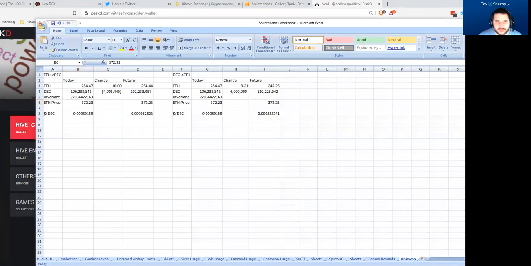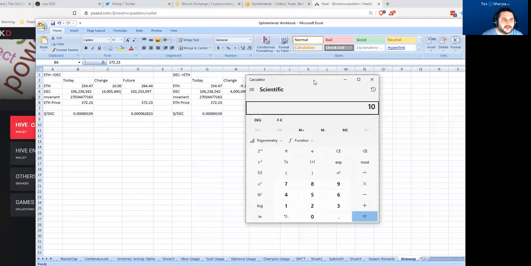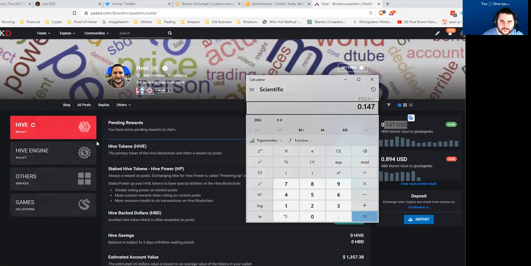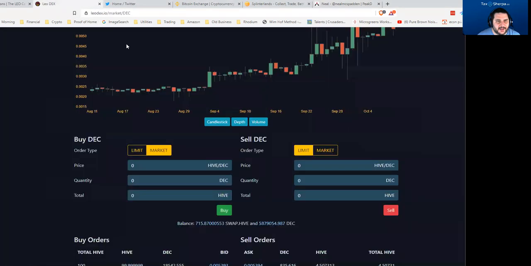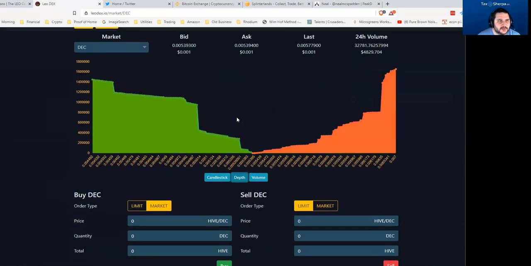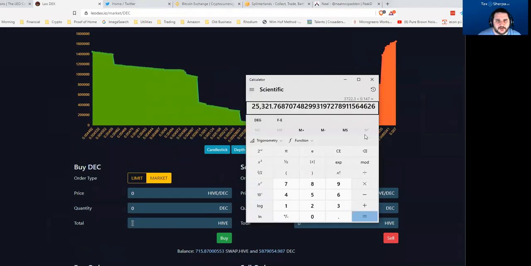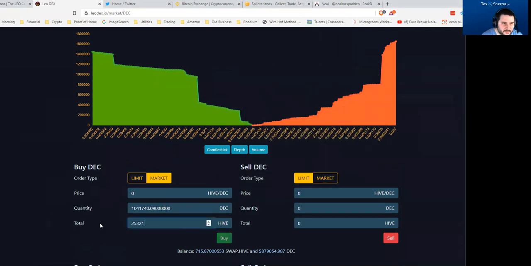Now we need to know how much Hive that would be. So if we do 10 times 332.23 divided by, what was it, 0.147, we need to put in 225,321 Hive. I'm not even sure we could do that, but let's take a look. If we do a market order of 225,321, that'll get us up to 1 million dark energy crystals.